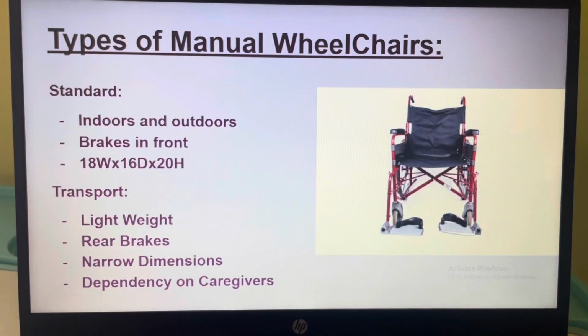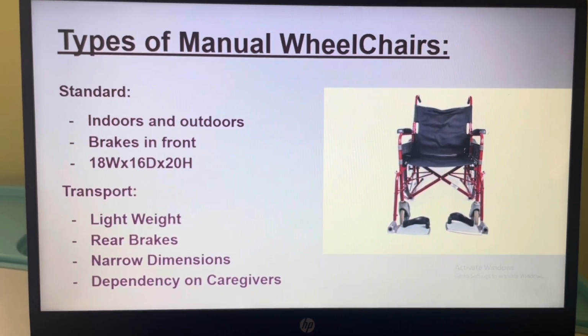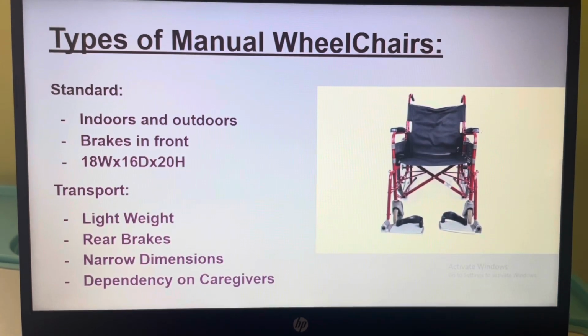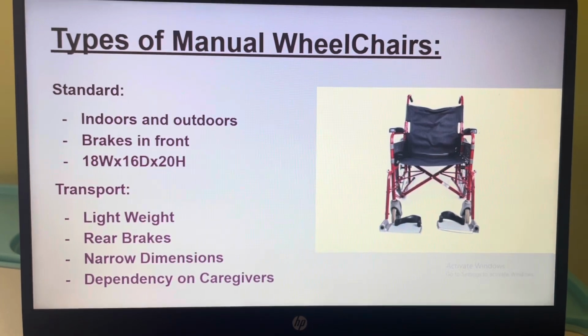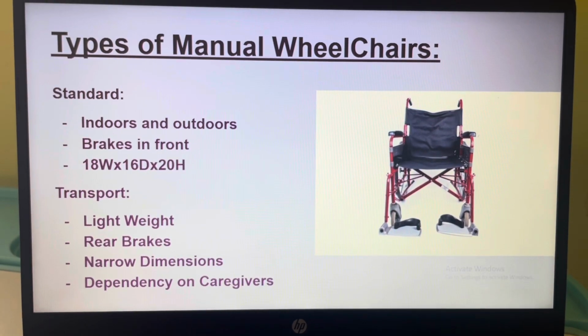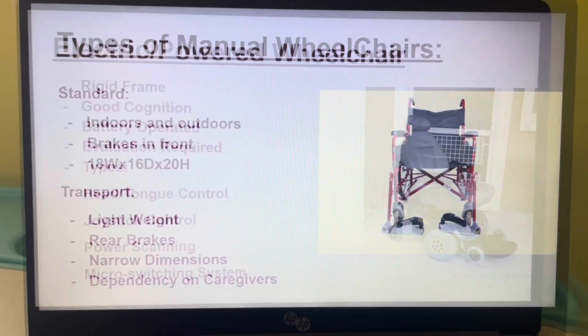The downside of the transport wheelchair is that the brakes are located on the rear end of the wheelchair and a person cannot maneuver the brakes when needed. The patient is also dependent on the caregivers for propulsion of this wheelchair.